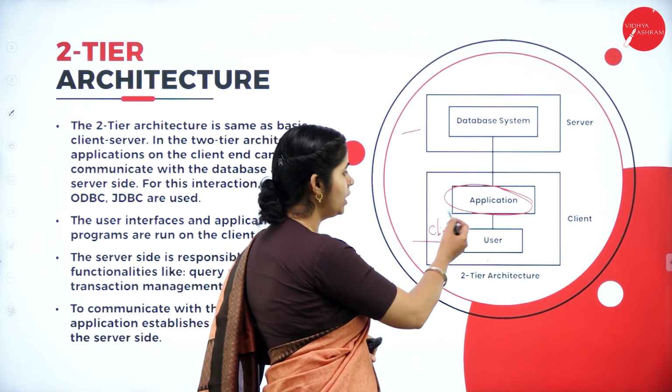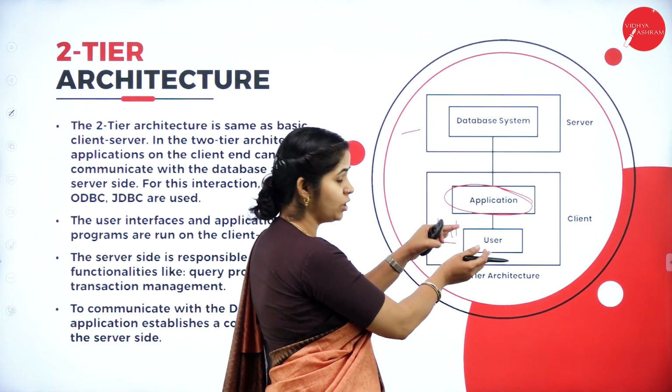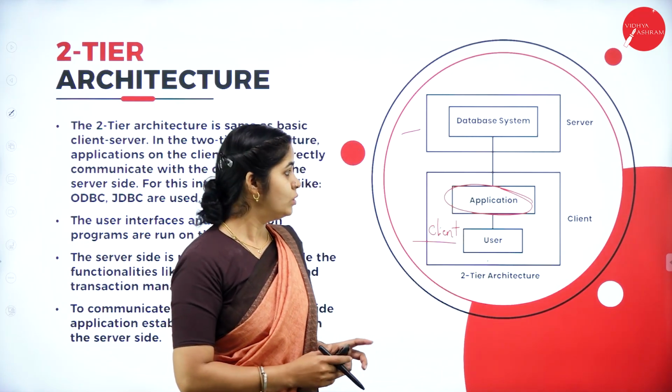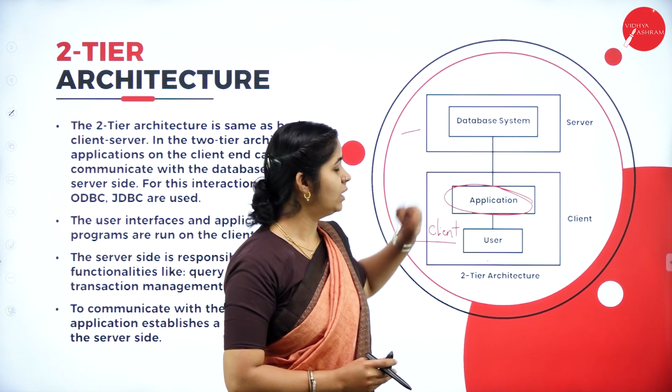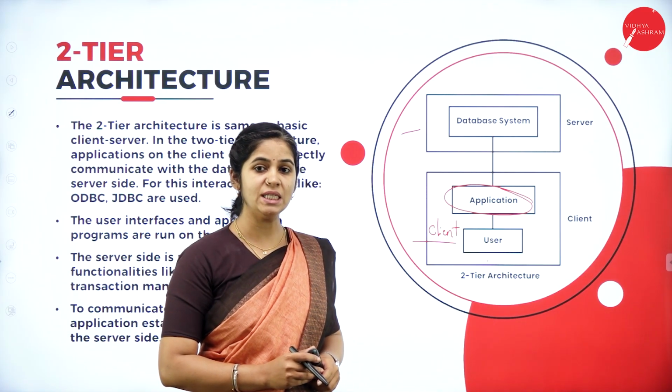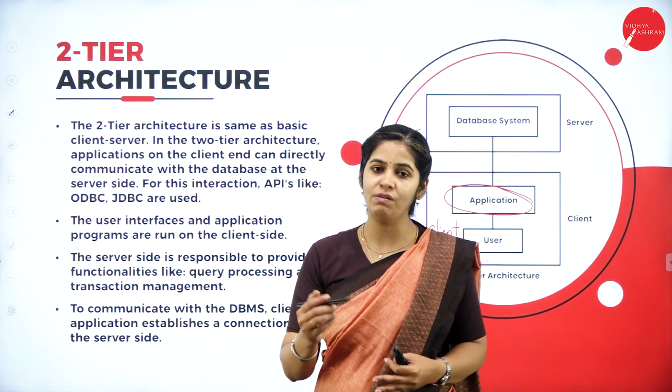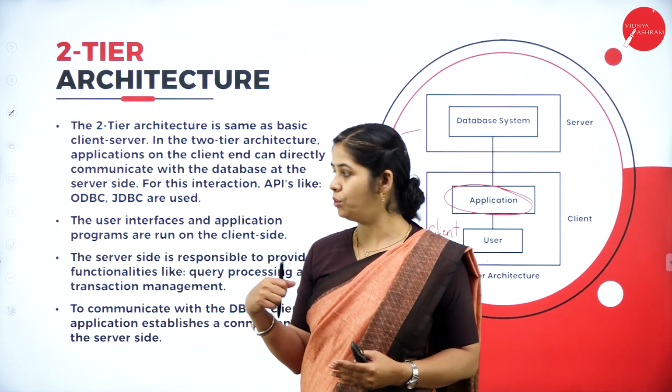The user sends a request to the application, then through the application the request goes to the database. So what we are doing here is providing abstraction, data abstraction. Direct communication is not there. So using the application, the communication with the database is established. To overcome the disadvantage of one tier, we are using the two-tier architecture.